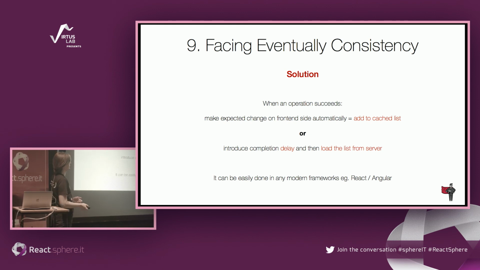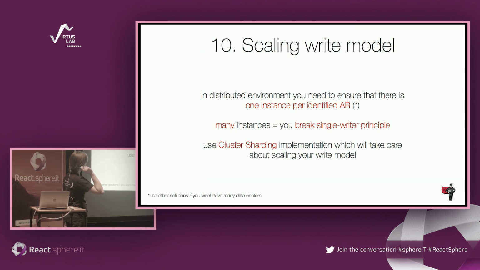Another way is, for example, when you have a create button and you get OK from your backend system, you can add a delay of, for example, 100 milliseconds, just to wait for the read model to handle these new events. Thanks to that, when your client comes back to the list, he will also see this user on the list. It can be easily done in current technologies which are widely used, for example React or Angular.